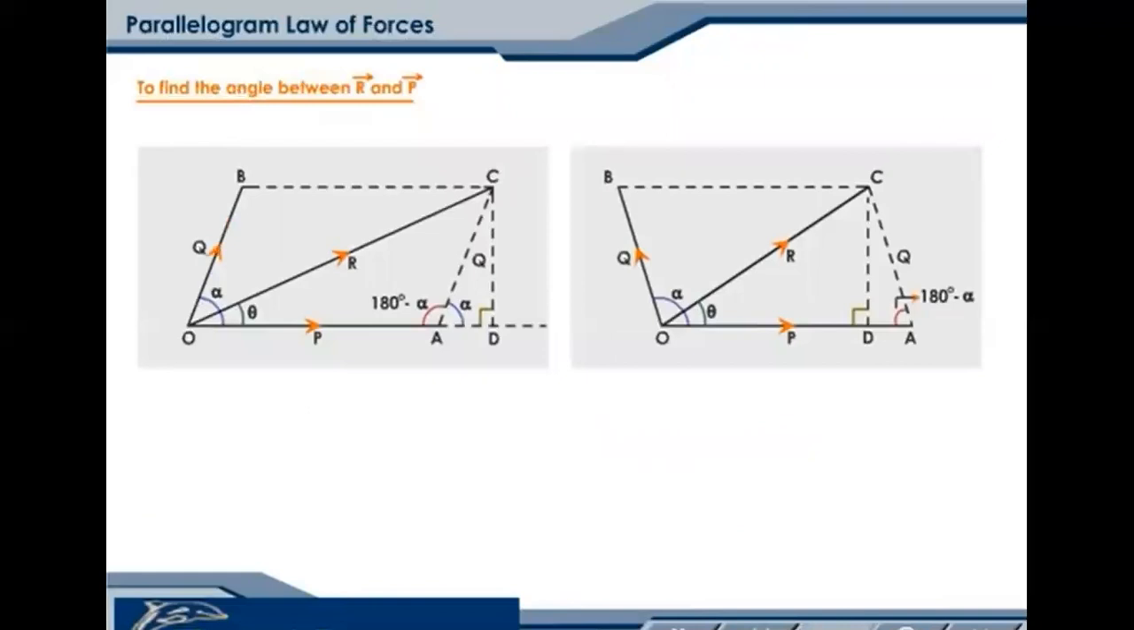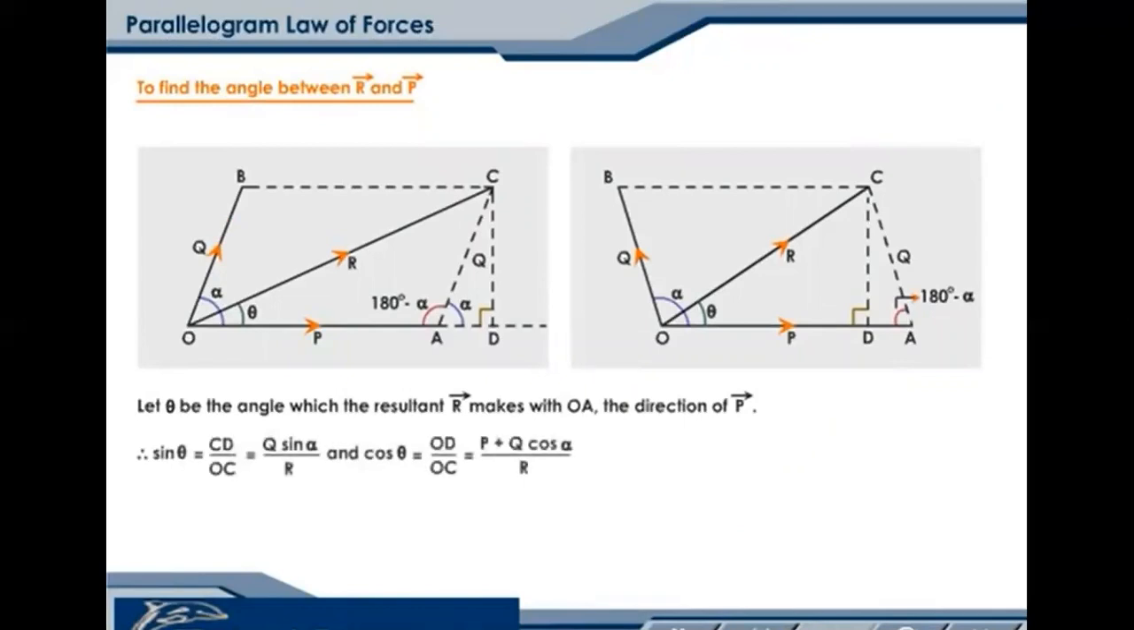To find the angle between R and P, let theta be the angle which the resultant R makes with OA in the direction of P. Therefore, sin theta is equal to Q sin alpha by R, and cos theta is equal to P plus Q cos alpha by R. The value of theta which satisfies these two equations gives the angle between R and P.